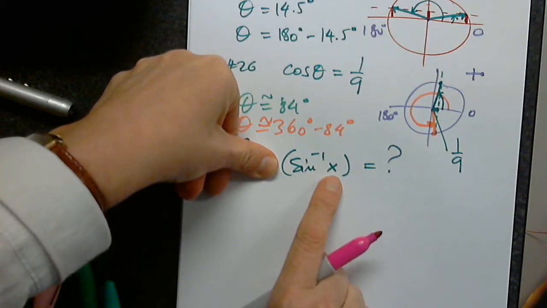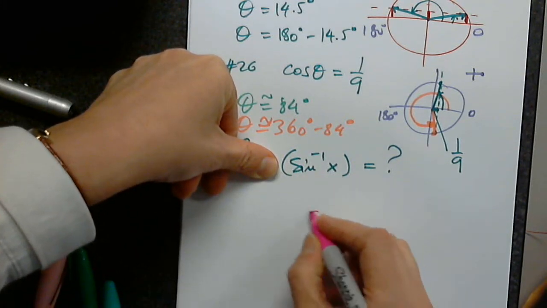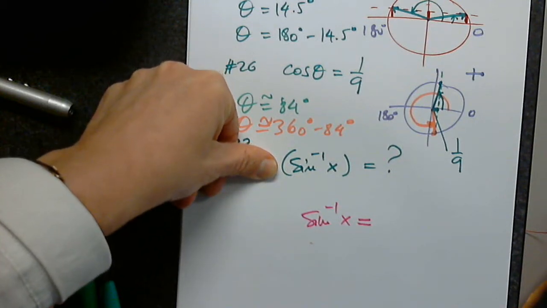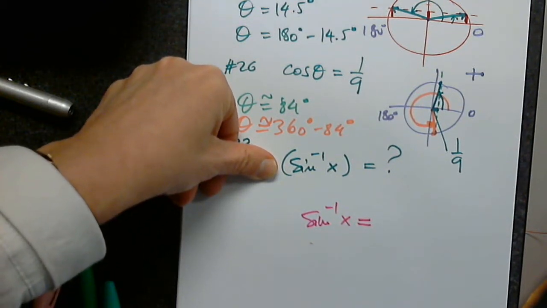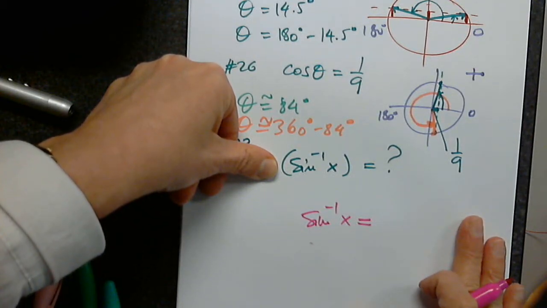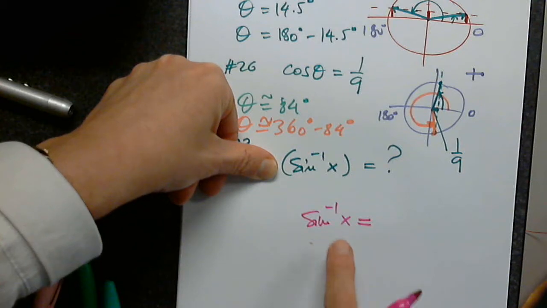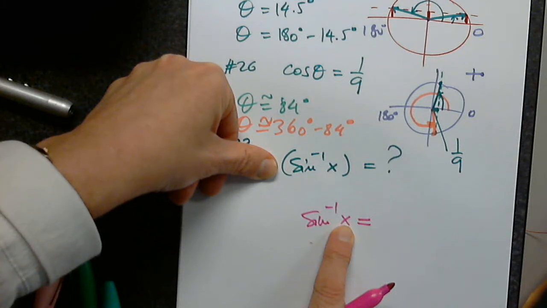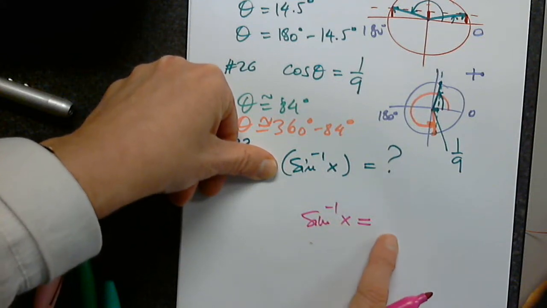This is sine inverse of X. Sine inverse of X is, all I want you to say is number or angle. That's the answer. So let's start slowly. What do I plug in sine inverse? An angle or a number? Correct. So then what should the answer be?